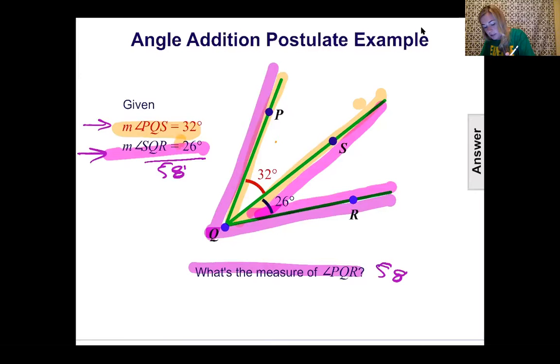They could have told us that PQR was 58. So we know the measure of angle PQR is 58 degrees. They could have told you that and not given you this number, and you would have had to take 58 minus 26 and you'd find that orange angle. So you can do this various ways.